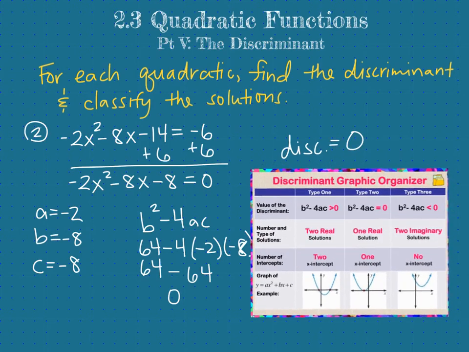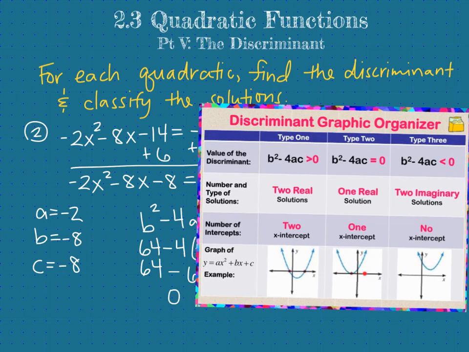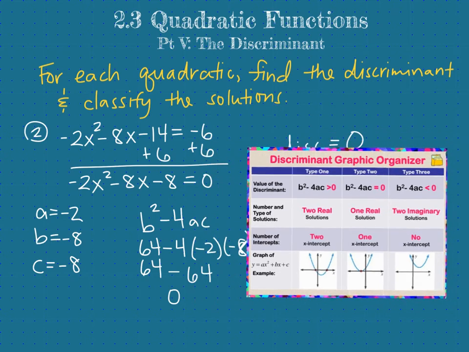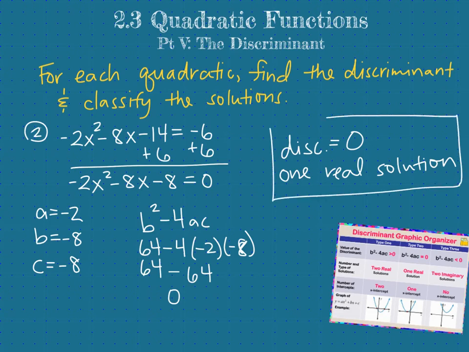As a reminder, when our discriminant is 0, that means we have one real solution. Our graph only hits the x-axis one time. It sits on the x-axis. So to classify our solutions, we would say that we have one real solution. We're saying how many we have, 1, and we're saying its type. It's a real number because it does exist. Our graph does hit the x-axis at a real value.